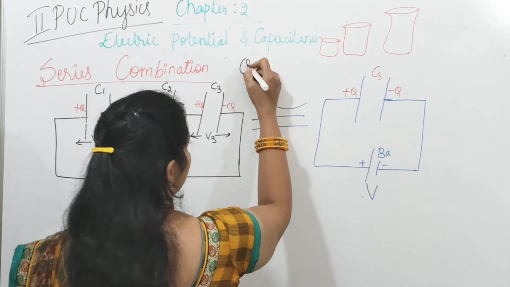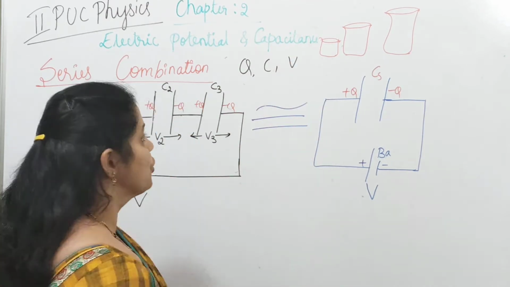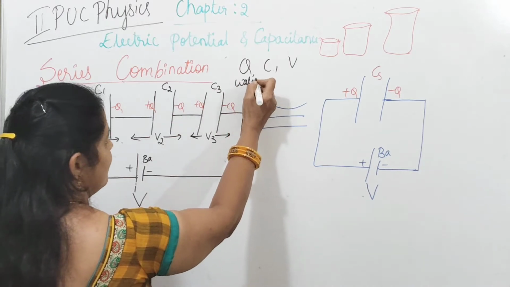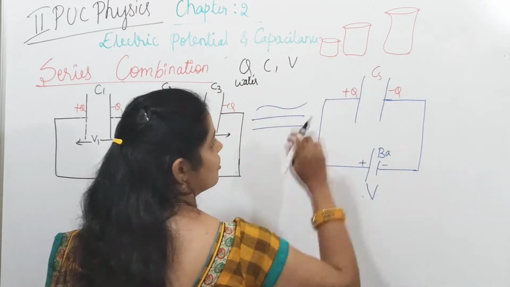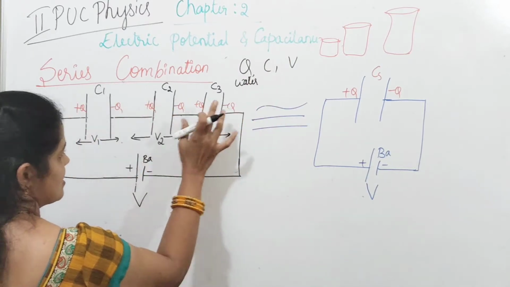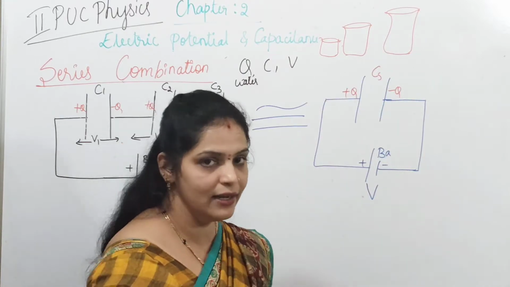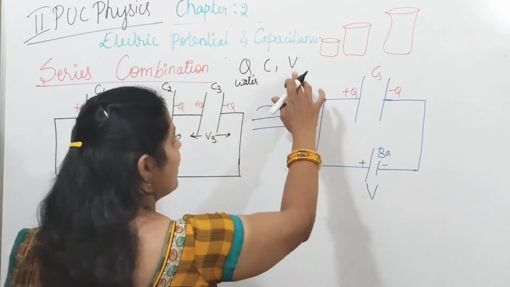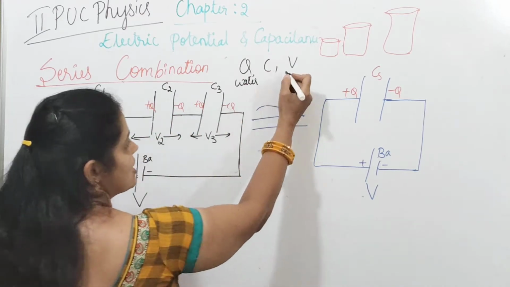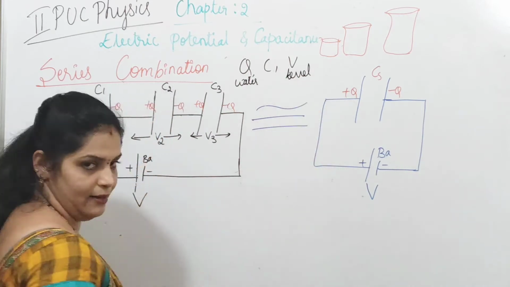Here I'll take Q, C and V. Okay, three variables. Q is the charge we are adding. It is the same as writing water on a beaker. C is the capacity of the capacitor. It is the same as the capacity of this beaker or glass, whatever you take, or bottle. V is the potential difference between the plates, which is the same as writing water level.